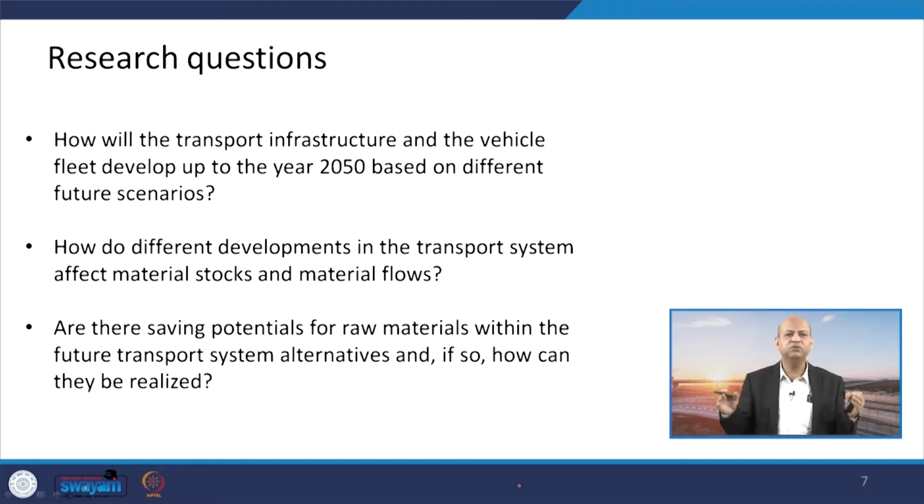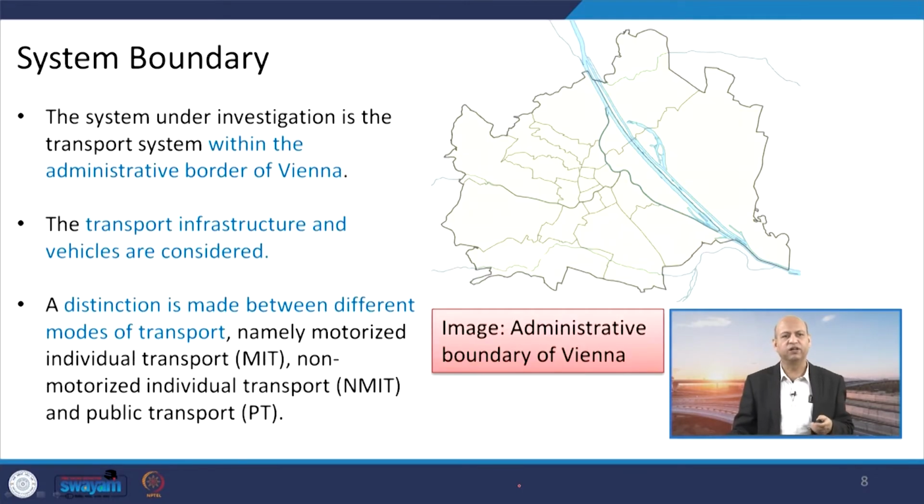And then how do different developments in the transportation system affect the materials utilization and materials flow and stocks. So, the total quantity, meaning different scenarios will give us different quantities, different shares, and the saving potential of raw material for different scenarios, how much saving potential is there, and in what way they will be utilized or applied in real world applications.